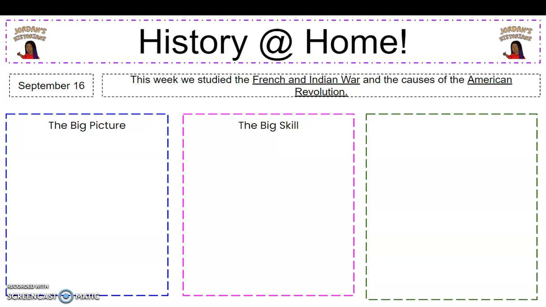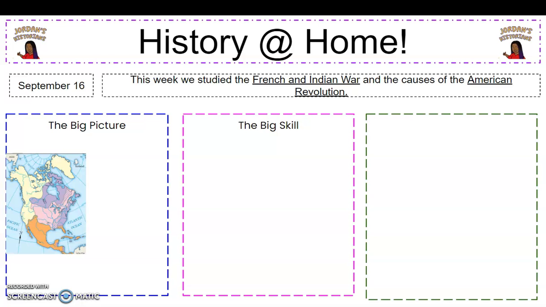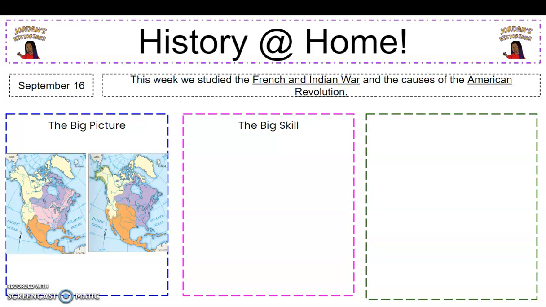Today is Friday, September 16th, and this week we studied the French and Indian War and the causes of the American Revolution. The big picture this week was actually a map, and we looked at the differences between this map when it was taken in 1754 and when it was recorded in 1763.